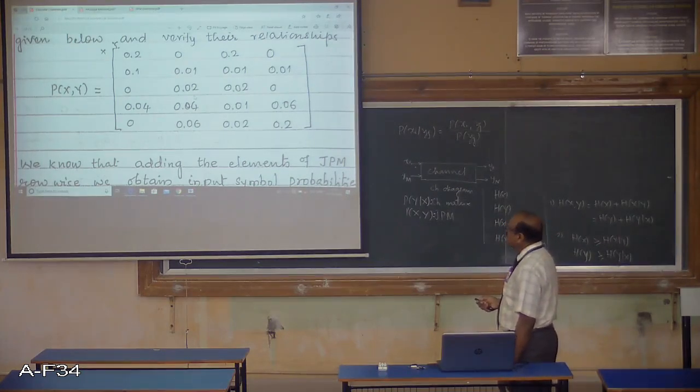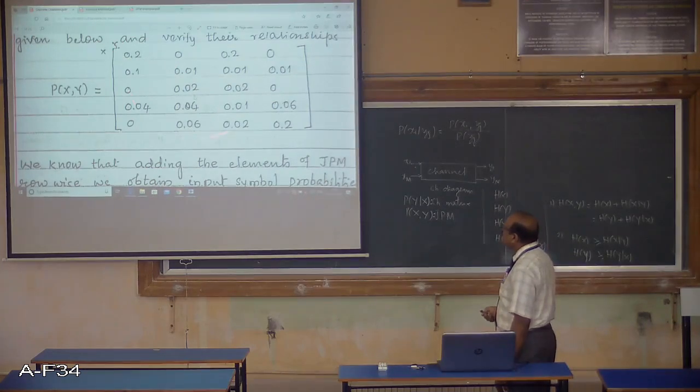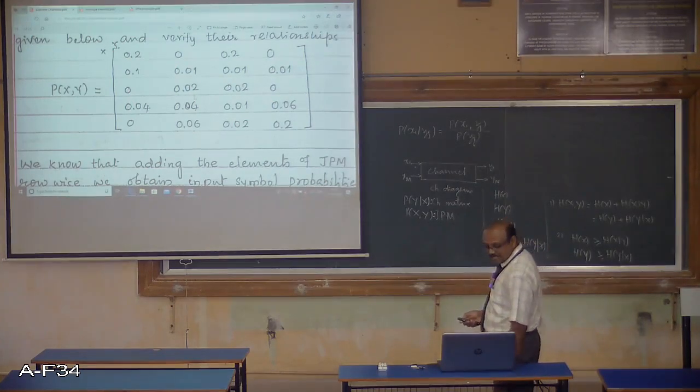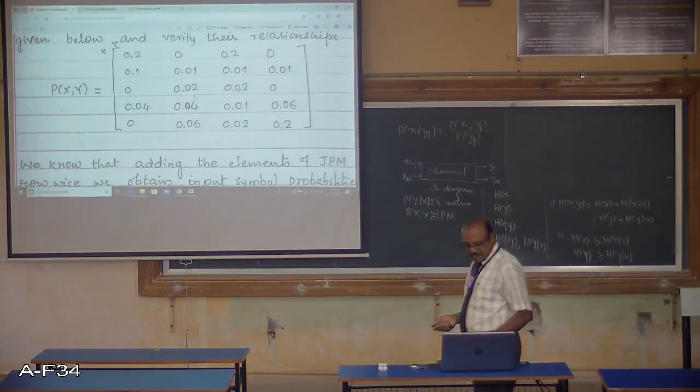Such a channel, whose joint probability values corresponding to the input and output symbols are listed here. This is how the channel is described. So using this, let us find out all these parameters.